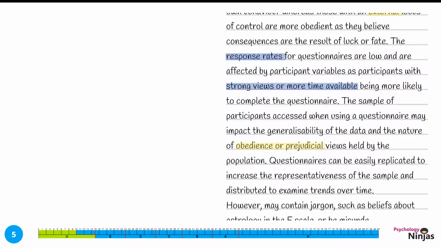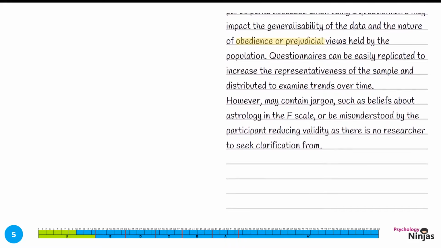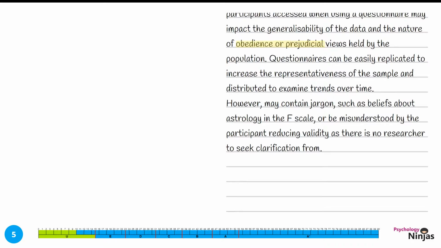Questionnaires can be easily replicated to increase the representativeness of the sample and distributed to examine trends over time. However, they may contain jargon, such as beliefs about astrology in the F-scale, or be misunderstood by the participant, reducing validity as there is no researcher to seek clarification from. We've developed this with the strength that these are easy to replicate. However, we've gone back on that and talked about a weakness, that they may contain specific terms. Once again, we've talked about specific terms that are present in questionnaires in social psychology.